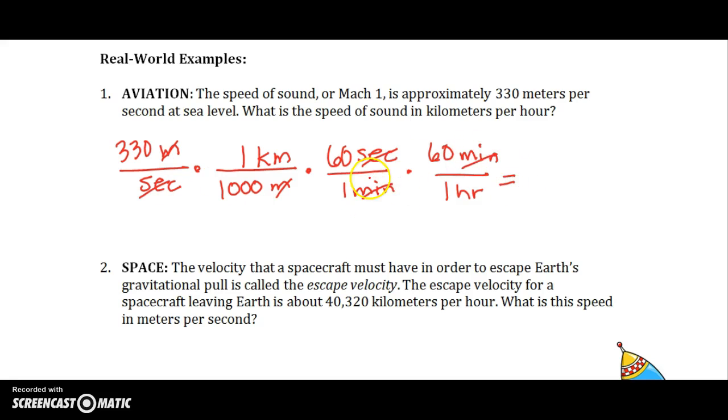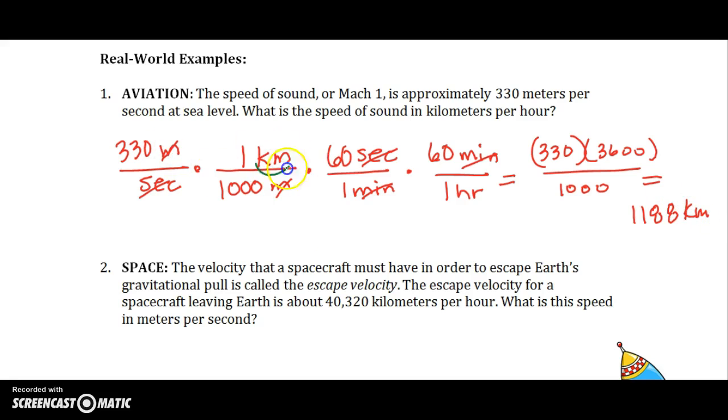And so the answer here is 330 times 3,600 over 1,000. When you do the math and you divide, you should end up with 1,188, and that was kilometers, because kilometers are left on top and hours are left on bottom. So 1,188 kilometers per hour would be your final answer.